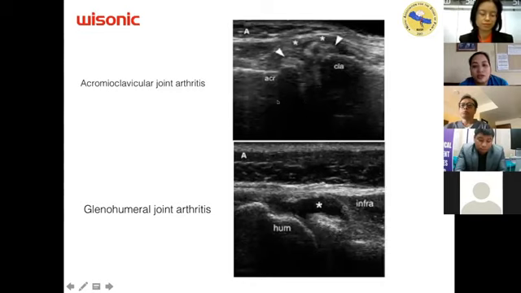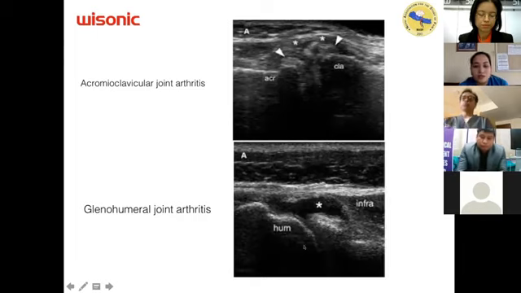Another picture showing the acromioclavicular joint arthritis. This is the clavicular end, this is the acromial end. You can see that there are osteophytes and the joint space is reduced and distorted. So this confirms the diagnosis of acromioclavicular joint arthritis.